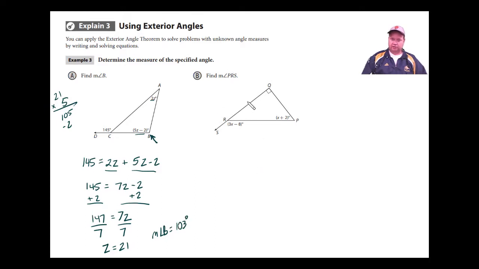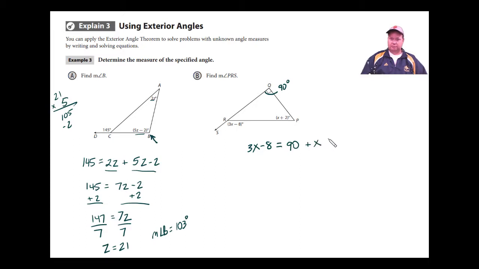Here's another example. They actually only give me one angle in here, the x plus 2, but this right here is a right angle, and that makes it 90 degrees. And so I have 90 degrees and x plus 2. Those are my two remote interior angles. There's my exterior angle. So exterior angle 3x minus 8 equals the sum of the two remote interior angles, 90 plus x plus 2.